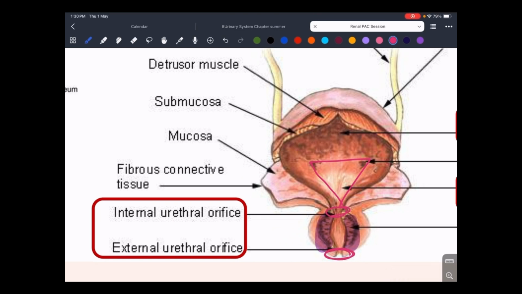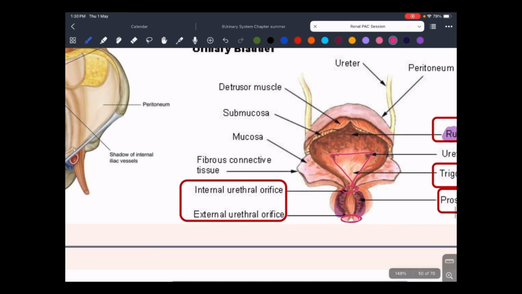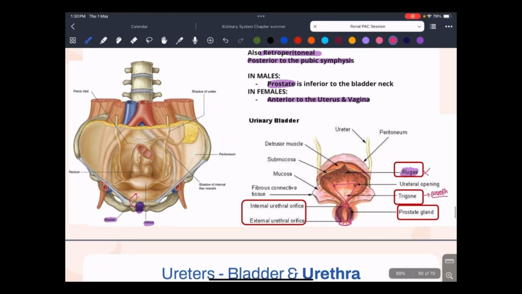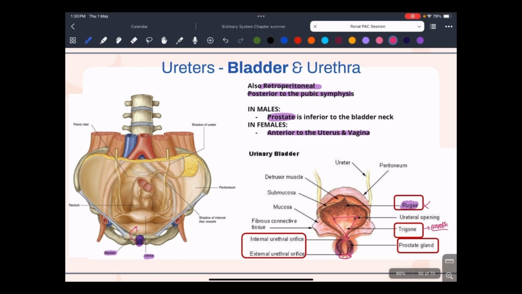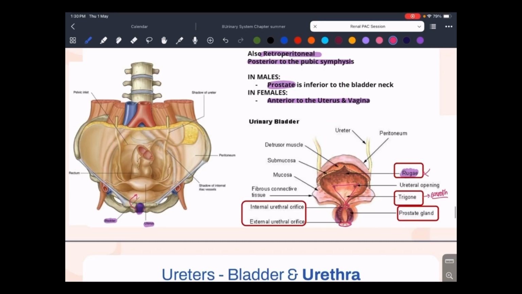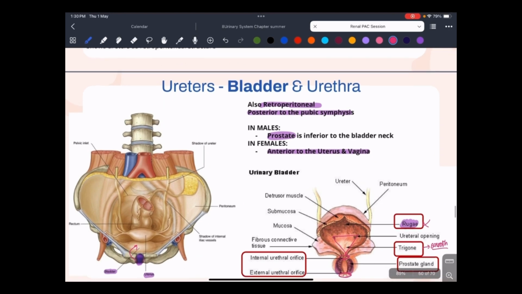Then we also talk about the internal urethral orifice, so it's at the end of the bladder, and the external urethral orifice at the end, right here. That's the external urethral orifice, internal and external. So again, the bladder is the storage center. It is made up of muscle, the detrusor muscle to be specific. In males, you have the prostate inferior to the bladder neck, and in females, the bladder is in front of the uterus and the vagina.